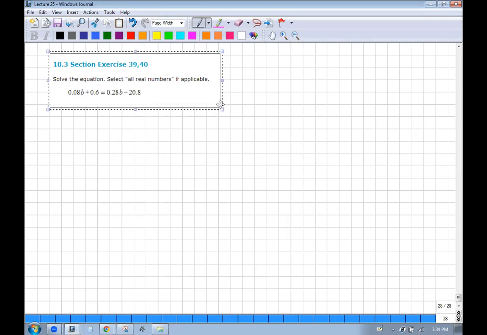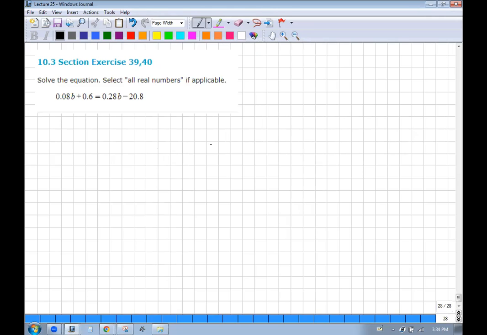You know, it's not necessary, but if you wanted to get rid of the decimals, if you multiplied everything by 100, that would move the decimal to the right twice. So you'd be looking at 8b plus 60 equals 28b minus 2080, right? You could do that, and then you don't have to deal with decimals. But there's no need to. Instead, just work with the decimals here.